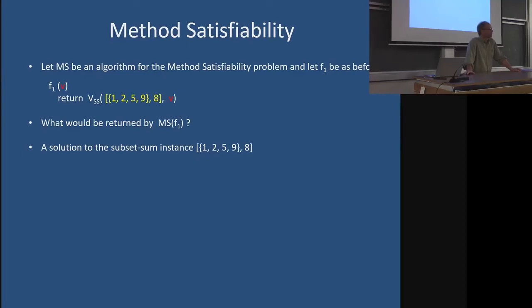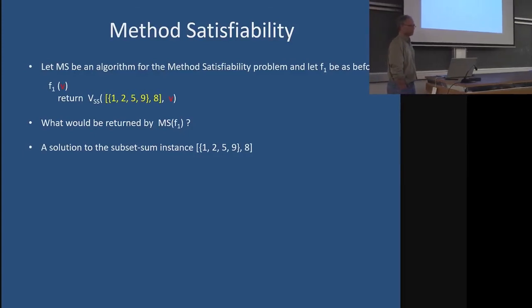Yeah? They can take the instance and then feed the function into MS. Yeah. We would just replace that yellow instance with any instance we please, and feed the new F1 to MS. And what's MS going to do? It's going to return something that makes F1 return true, or tell you that there is no such thing. And so we can force MS to solve anything we want to.